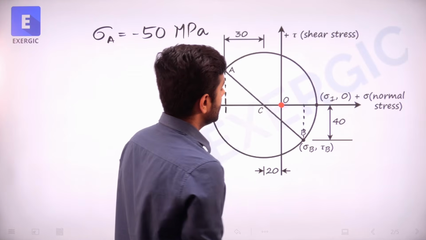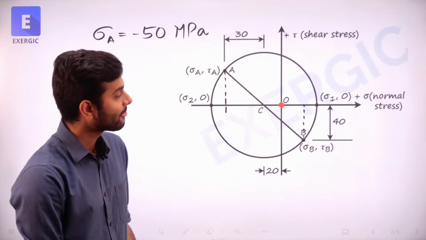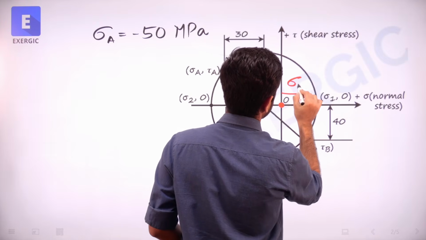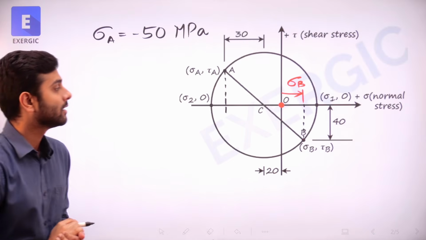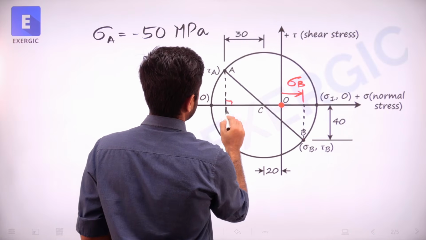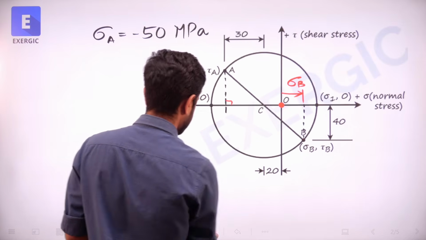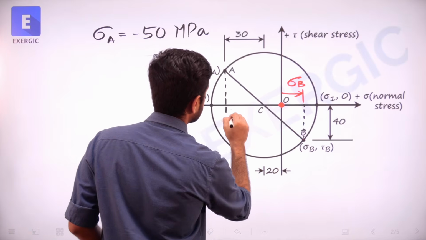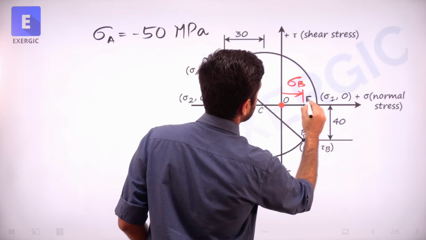If we look at B, this is the point B, correct? And sigma B basically is this length. How much is this length? That will become our sigma B. If you look at this triangle O, let's call it D. Let us call this triangle CDA, and let's say this is point E.